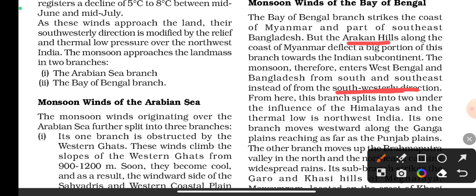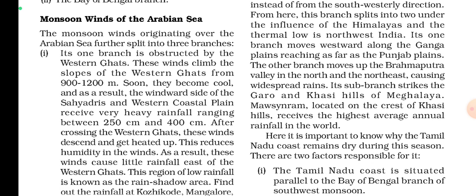From here, this branch splits into two under the influence of the Himalayas and thermal low in northwest India. Its one branch moves westward along the Ganga plains, reaching as far as the Punjab plains. The other branch moves up the Brahmaputra valley in the north and northeast, causing widespread rains. Its sub-branch strikes the Garo Khasi hills of Meghalaya. Mawsynram, located on the crest of Khasi hills, receives the highest average annual rainfall in the world.